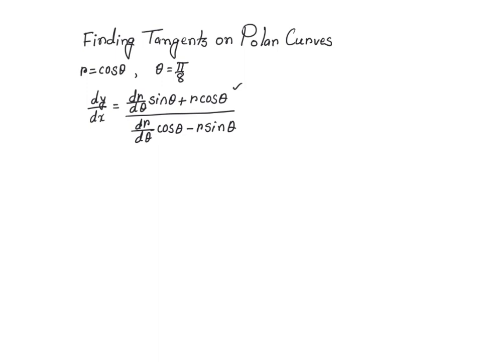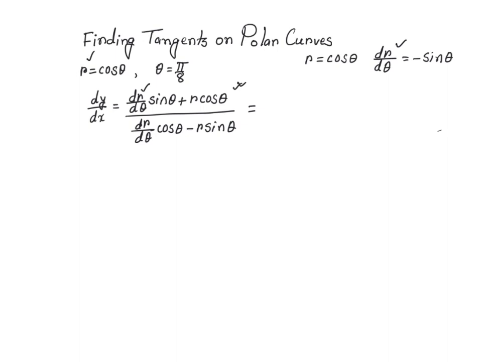Now r is given to be cosine of theta, therefore dr over d theta is going to be negative sine of theta. Very straightforward, very simple. Now we're going to take this dr over d theta and also r equal to cosine of theta and plug them into this equation. So let me go ahead and do that. dr over d theta is negative sine theta.